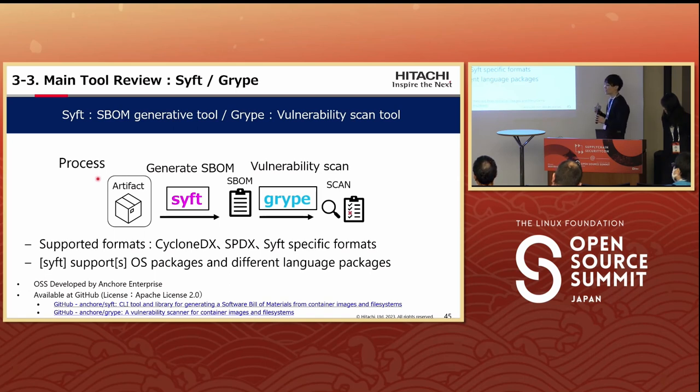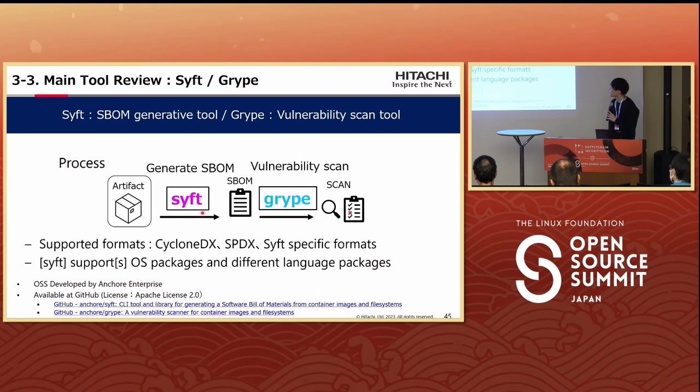Then Syft can scan this artifact and generate an SBOM from this artifact. This SBOM can be scanned by Grype. Then Grype can detect vulnerabilities in the artifact. You can use different formats such as CycloneDX, SPDX, and Syft-specific formats. And Syft supports OS packages and different language packages.